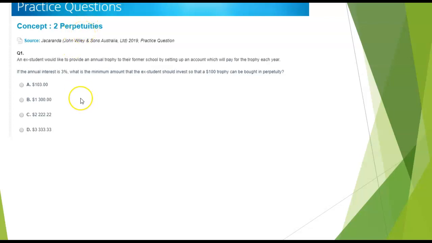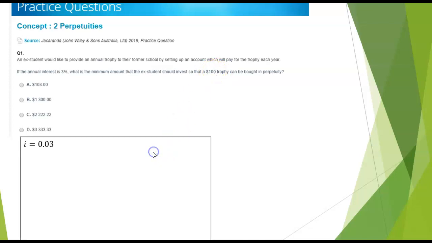So, question 1. An ex-student would like to provide an annual trophy for their former school by setting up an account that will pay for the trophy each year. That's very nice of them. So the interest rate is 3%. What's the minimum amount that the ex-student should invest? So we're looking for A, right? And the trophy is going to cost $100, so that's going to be our M.